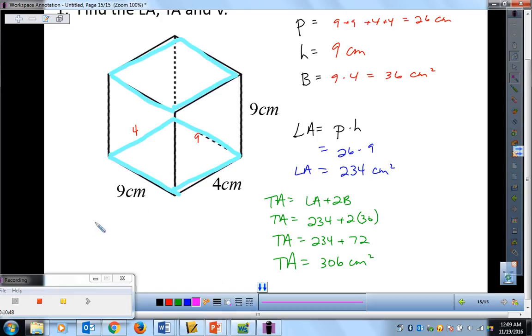Now last for the volume. Volume is going to be a little different. Volume is going to be big B times the height. So here, big B, again from key information, 36, times the height, which is 9. And look at what this is.